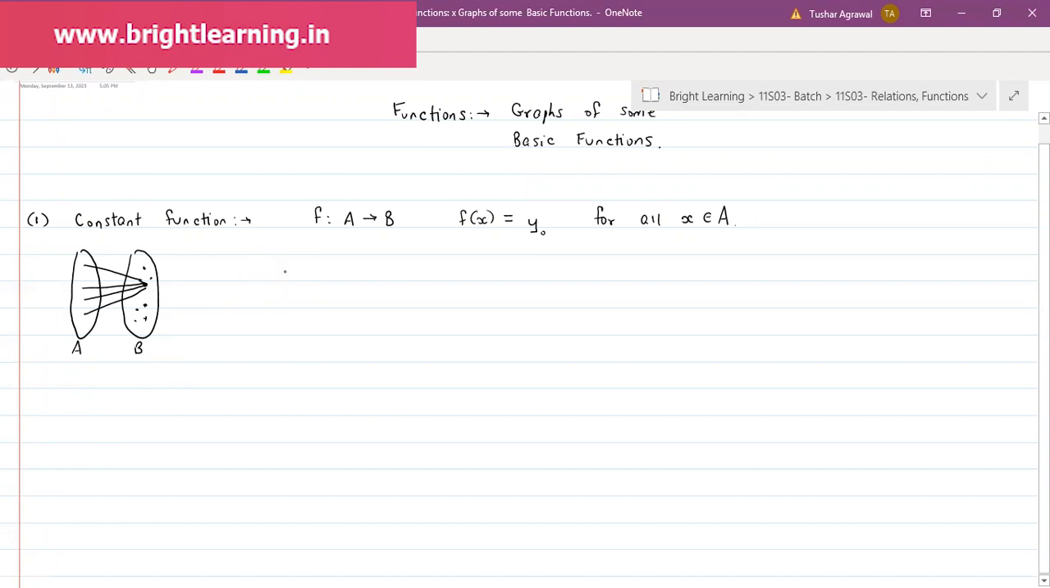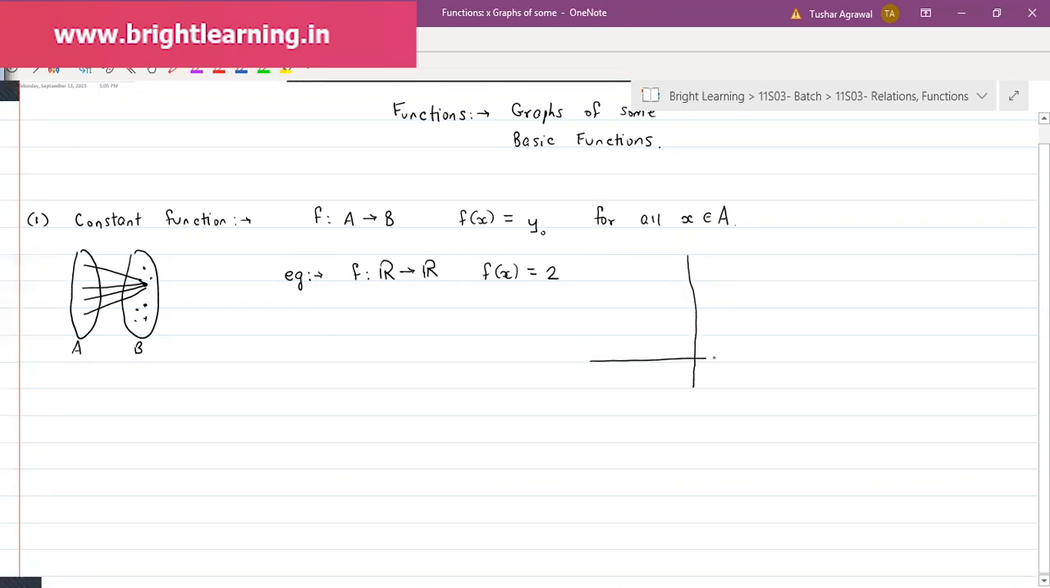So constant function, if I give you an example, let's say how the graph of the real valued constant function. Real valued constant function means a function defined from the set of real numbers to the set of real numbers. So real valued constant function, consider f of x is equal to 2. That's it. So how the graph will look like?